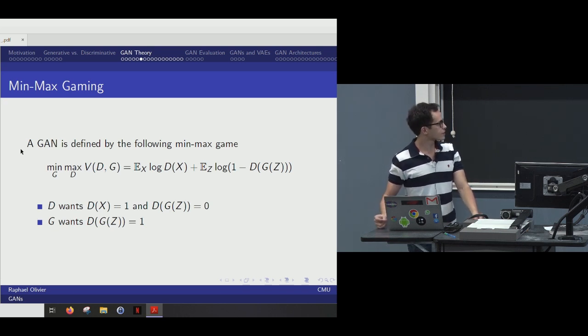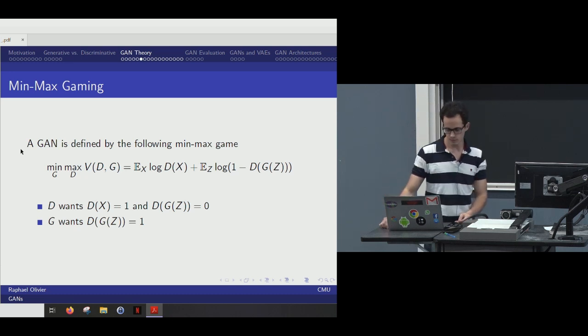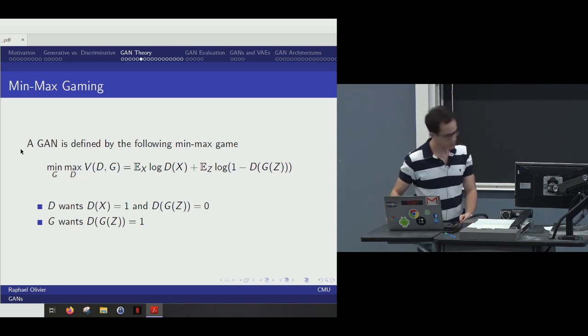So that's what the objective is going to look like. Usually we define it as a min-max game between the generator and the discriminator. So that falls into game theory. If you don't know about it, it's fine.